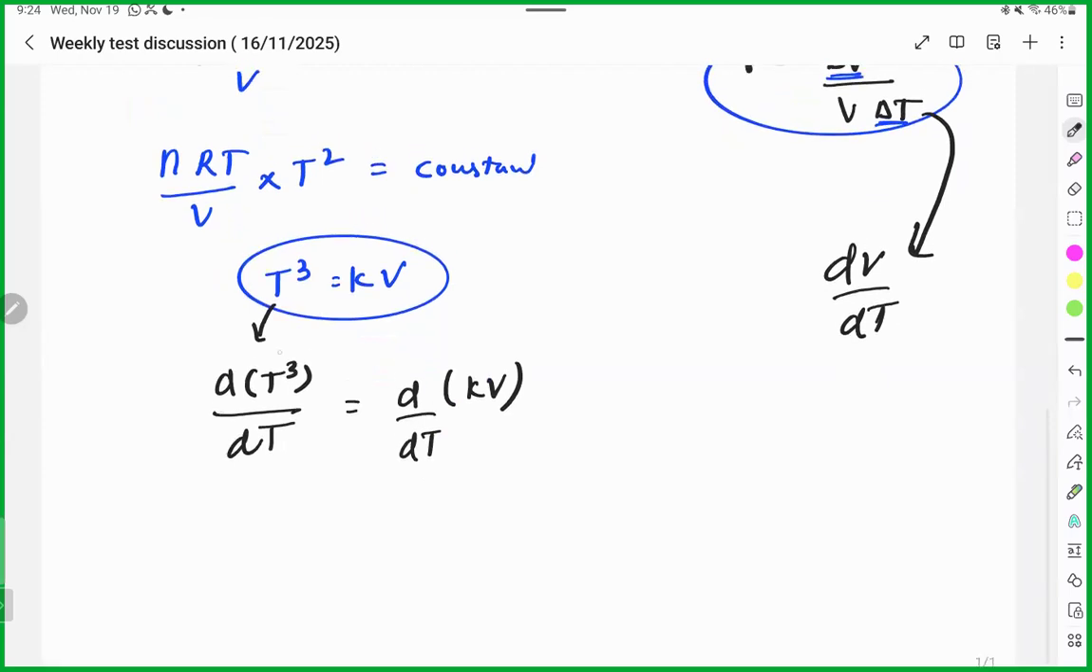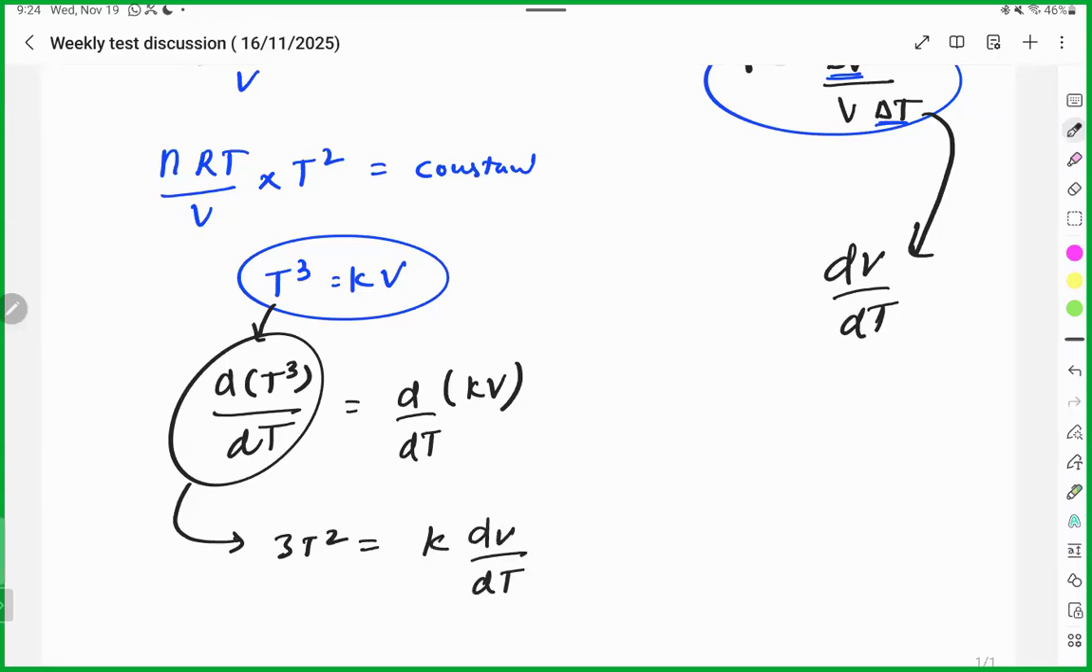Sania, what is the differentiation of this? So 3t square. 3t square is equal to K constant. This will be dV by dt. Correct. So what will be dV value? Delta V will be equal to 3t square by K constant dt.